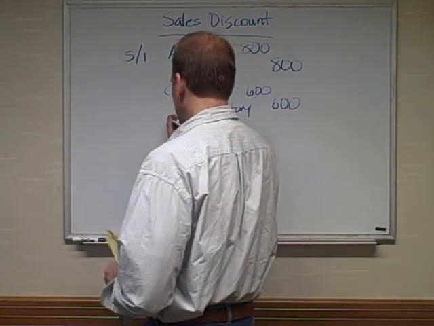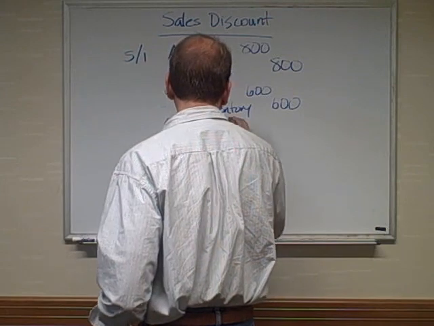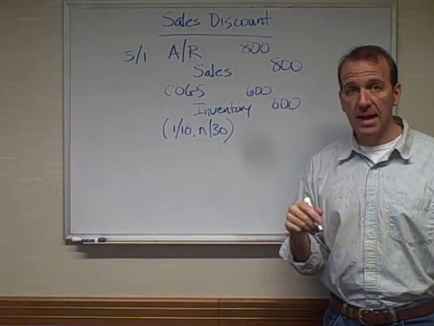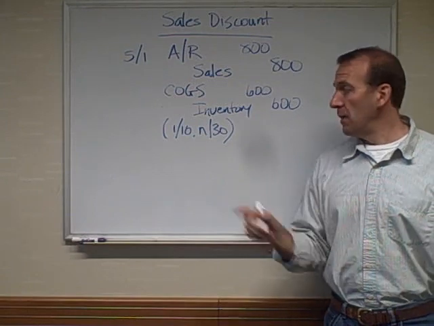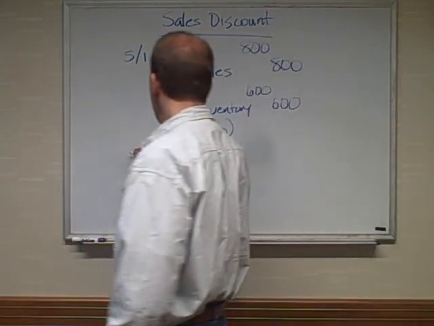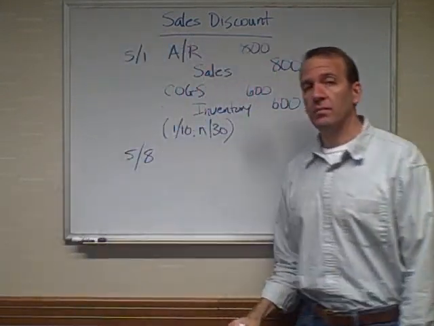Now, let's say the terms for this were 1/10 net 30, meaning we'll get a 1% discount. They'll get a 1% discount if they pay within 10 days. But the whole thing's due in 30 days no matter what, okay? So let's say on May 8th, they pay us, okay?